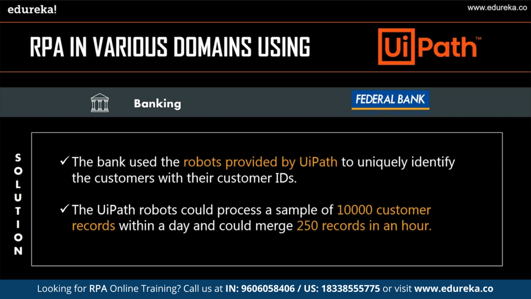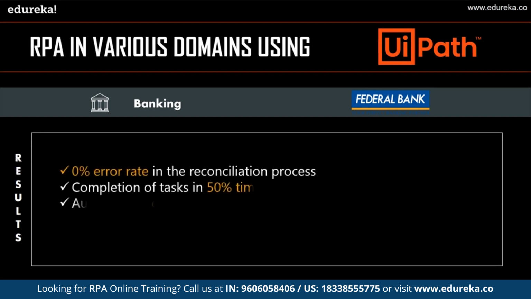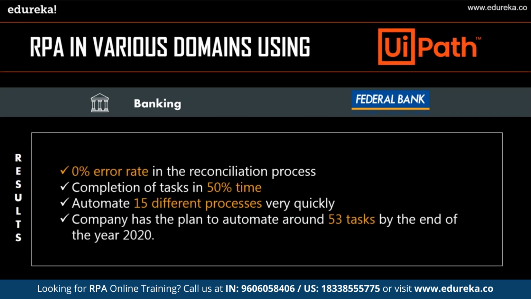It is, right? So the results observed are as you can see on my screen. There was a 0% error rate in the reconciliation process. It was observed that the tasks were completed in 50% of the time. The bank could automate 15 different processes very quickly, and further planned to automate around 53 tasks by the end of the year 2020. So that's how, guys, RPA is used in the banking industry.